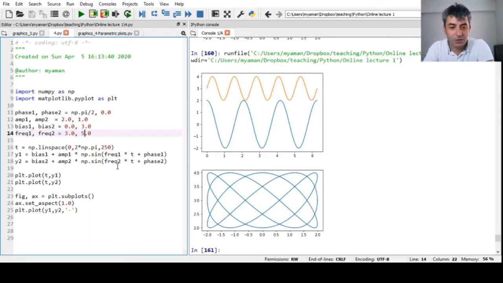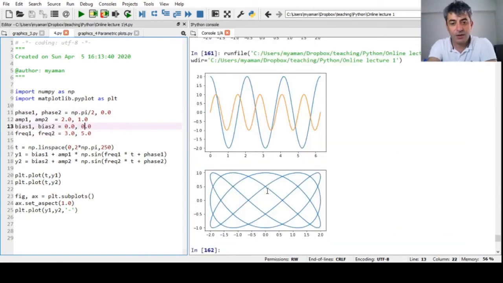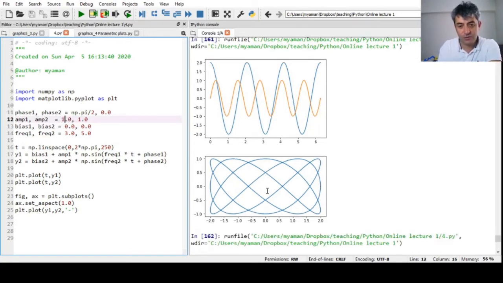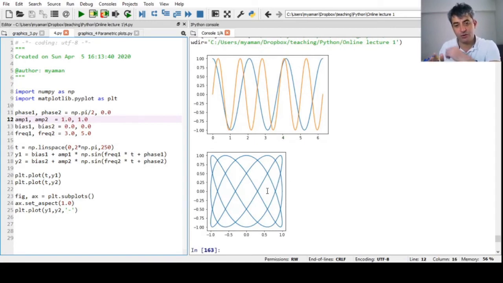I want you to think about the representation below. Now, if I take the bias off here, of course it won't change the phase plot, and if I change the amplitude, it won't change the topology of the curve. Okay, still the same curve. Now my maximums are 1 and -1 in both scales.